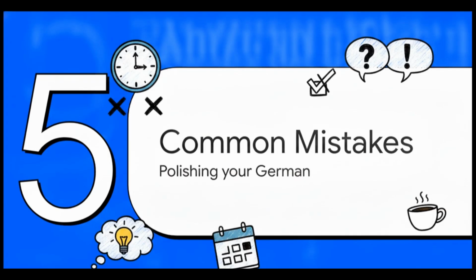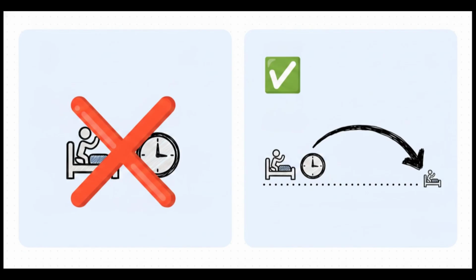And finally, section 5. Practice and common mistakes. Let's polish up that German. We absolutely need to fix the most common errors learners make when talking about their day. We touched on this earlier, but honestly, it's the number one mistake, so it definitely bears repeating.